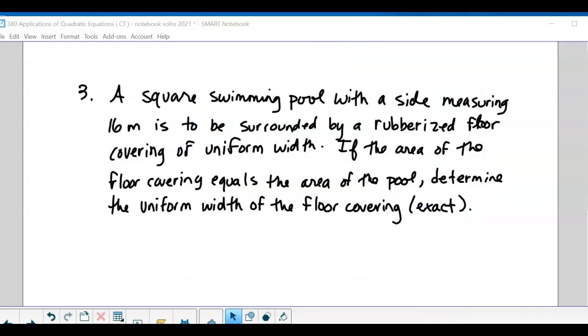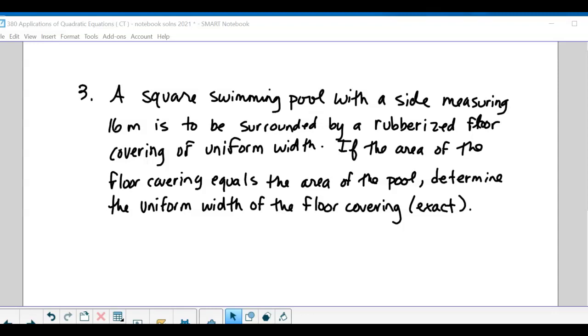So this is another area question. A square pool with a side length of 16 meters is surrounded by rubberized floor covering, just to surround the pool, so it's nice when you get out of it. It says of uniform width, so that's the same thing. That width around it is the same. If the area of the floor covering equals the area of the pool, determine the width of that floor covering.